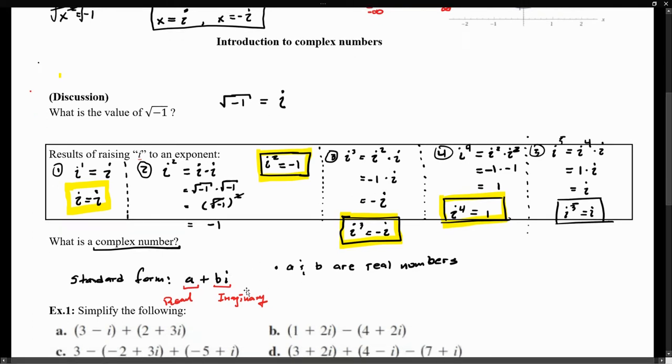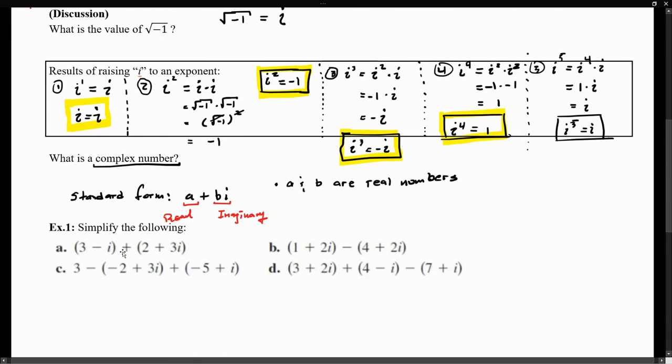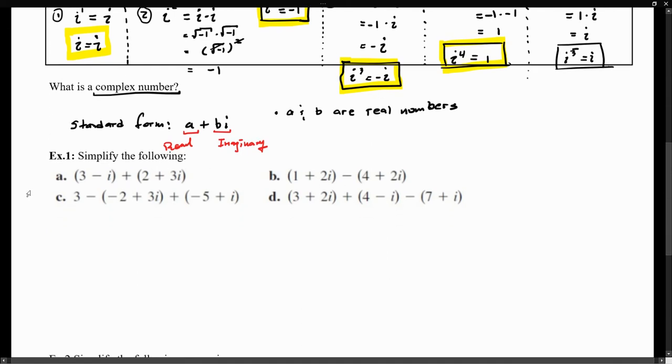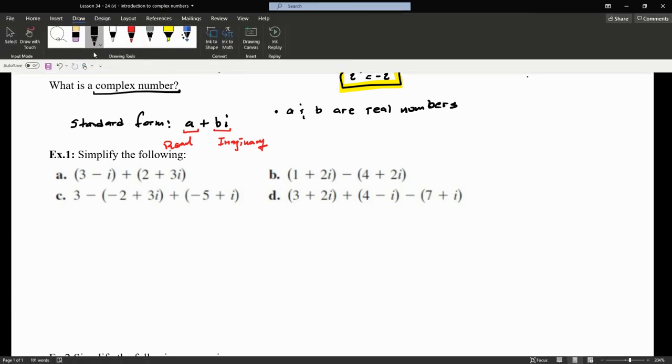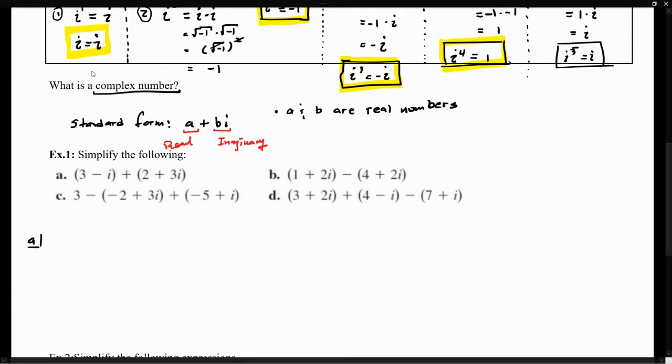Well, if it's a number, we can definitely perform addition and subtraction. But how do we add or subtract complex numbers? Well, let's take a look at A. The first thing that you want to notice in A is that we're adding two complex numbers. This is my first complex number, because notice that this whole thing is a number. It is the real part and the imaginary part.